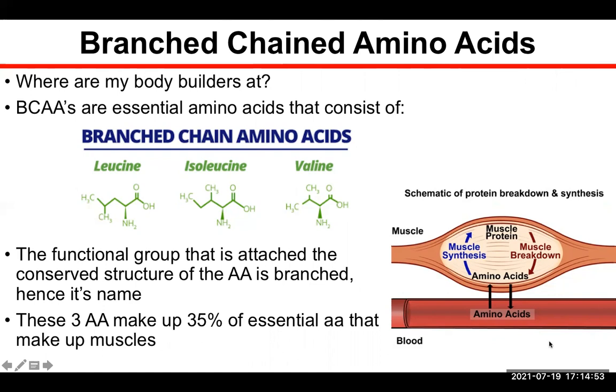And then here we have a basic schematic of, you consume these branching amino acids, they go into the blood, and then they're used for muscle synthesis to go ahead and make the muscle.